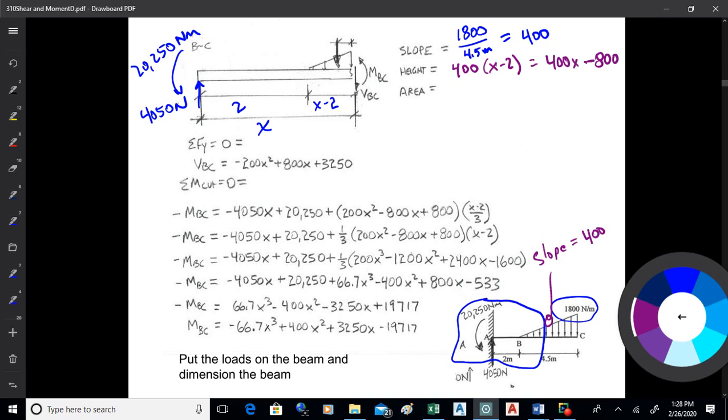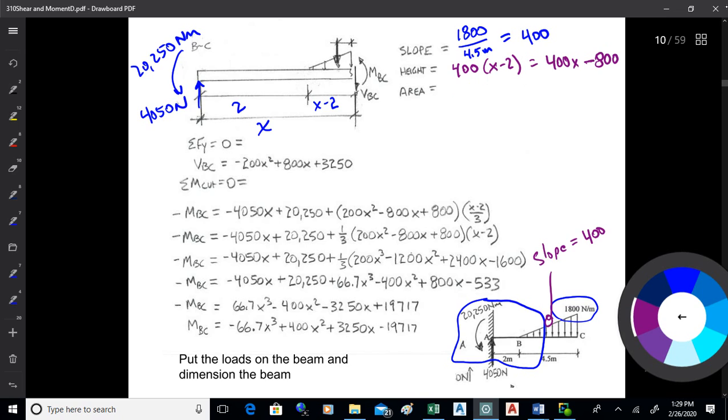Okay, we doing all right with that? Because I'm taking 400 times x minus 2 times 400. Okay. Just what's the word for that? Distributing that through or something? I don't know. There's a word for that. Okay. So that gets me the height of that triangle.